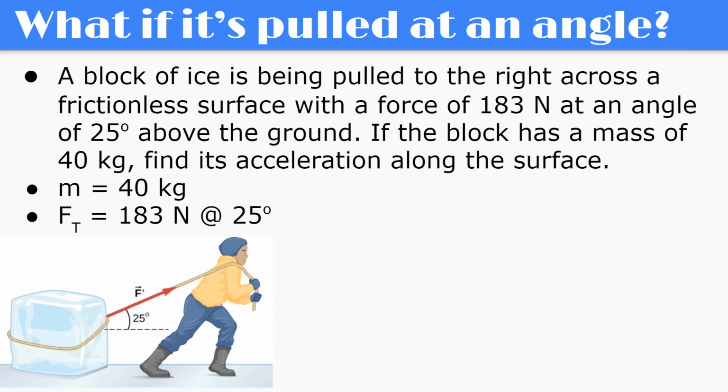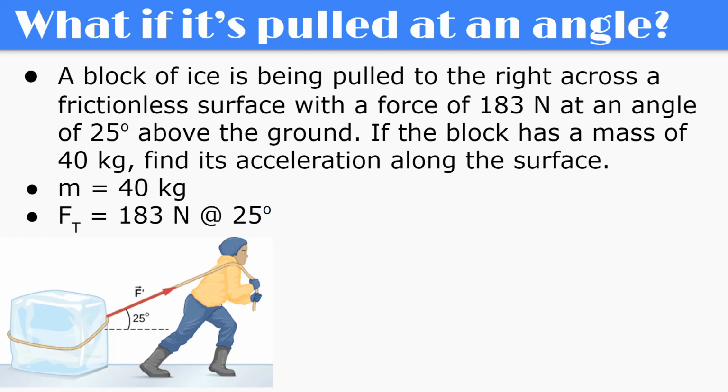Let's work through this problem because there are going to be some additional steps here. Okay, and they're similar to what we did in the warm-up. This time it says a block of ice is being pulled to the right across a frictionless surface with a force of 183 newtons at an angle of 25 degrees above the ground. If the block has a mass of 40 kilograms, find its acceleration along the surface.